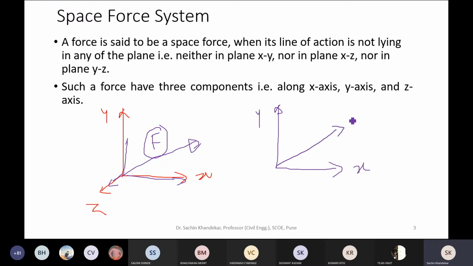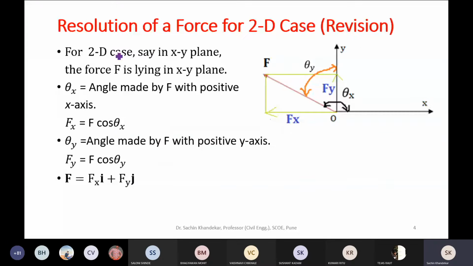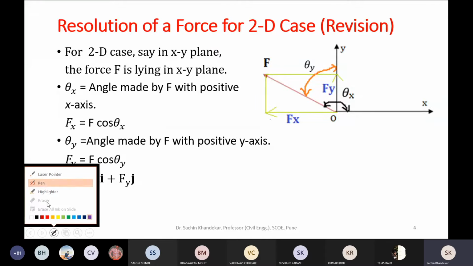As far as the 2D case in the xy plane is concerned, suppose this is the force F. We have studied how to resolve a force F which is lying in one plane, say the xy plane. In this case, what did we do? Here I have drawn this figure, better. So this is a revision slide.